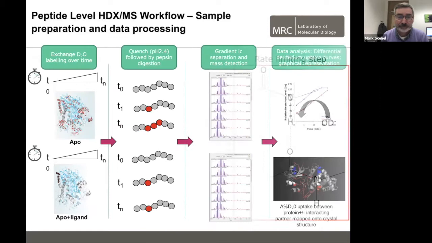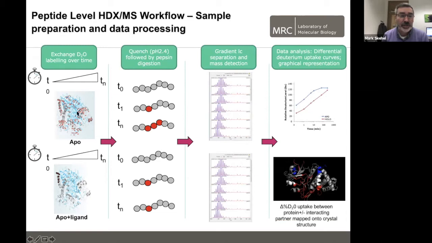Right, so here's what we do. We add the protein and protein complex into a D2O buffer. We label for specific times. We then quench that reaction and digest with pepsin. Now, why do we want to digest with pepsin? It's a relatively unspecific enzyme that creates lots of peptides, so we can have overlapping sequences within the structure. Okay, so we can get some improved resolution.